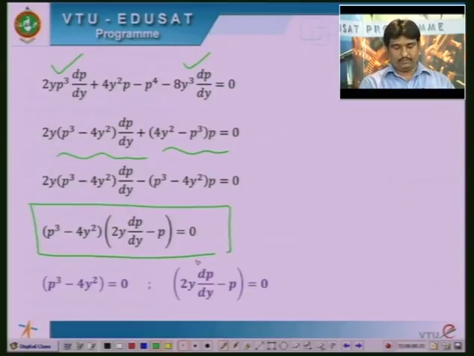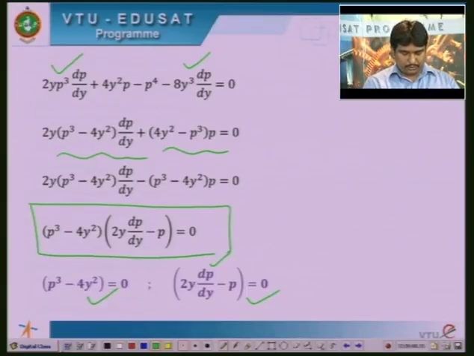So we have two possible equations here. One is p cube minus 4y square equals 0, which does not involve any derivative, which leads to the singular solution. Another one, 2y into dp by dy minus p equals 0, which has a derivative term and it leads to the general solution. As the general solution is asked, let us take the second possible equation, 2y into dp by dy minus p equals 0.